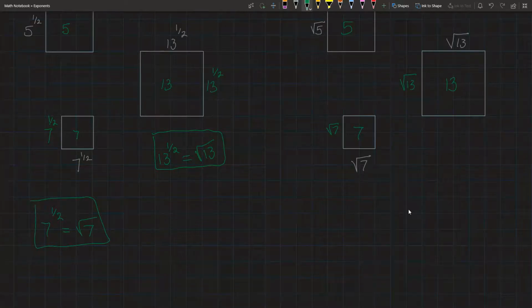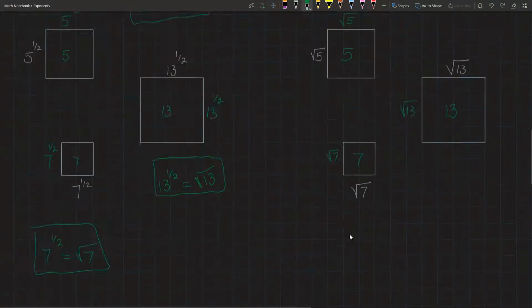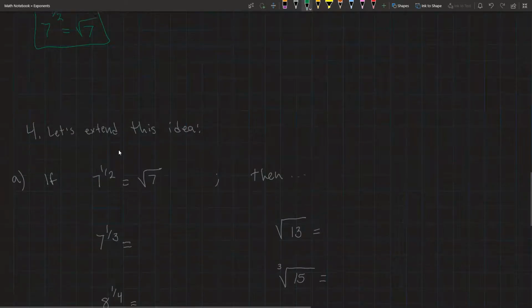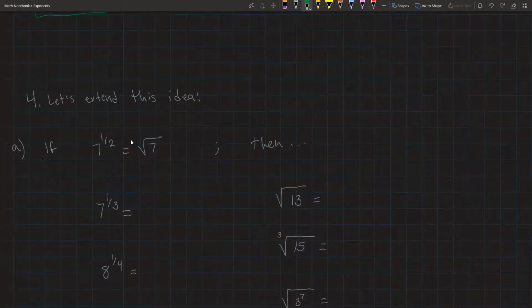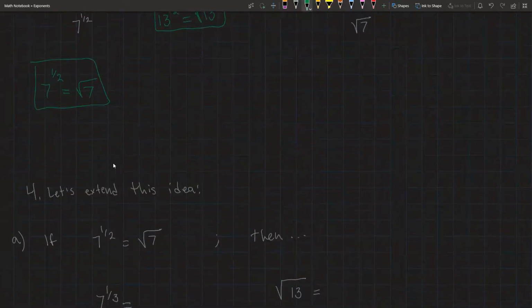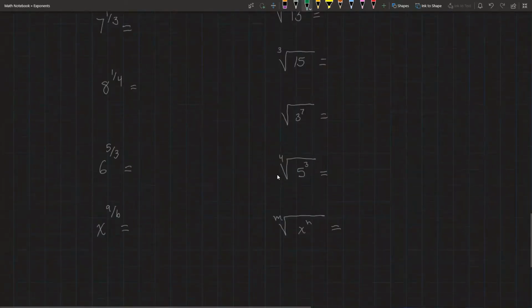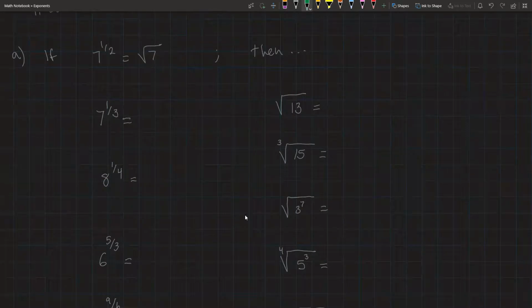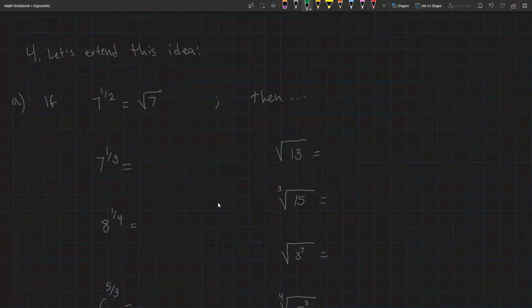And the nice thing is that we can extend this idea further. I won't be using geometry anymore, but we will be using this type of thinking. All right, so let's move on to extend that idea. We have that example. If 7 to the 1/2 power is square root of 7, yep, the same statement, then what does it mean about all of these below? And guess what? Now we kind of have enough hints. I'll point them out to you so that we can do this very quickly in the future and not be intimidated by it. So let's point it out with color code.